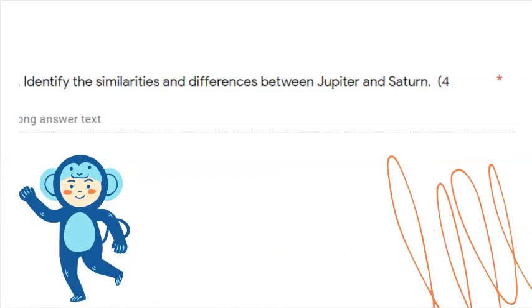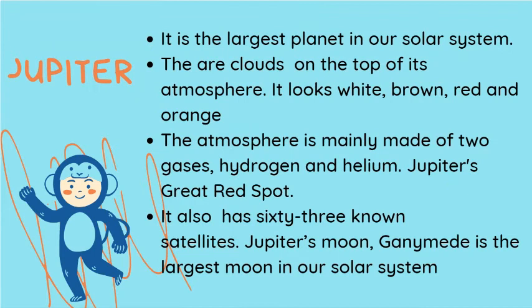Identify the similarities and differences between Jupiter and Saturn. You need to remember that both of them have a ring, even though the Jupiter's ring is not as clear as Saturn's ring, but it is so thin. Jupiter is the fifth planet from the Sun. It is the largest planet in our solar system.